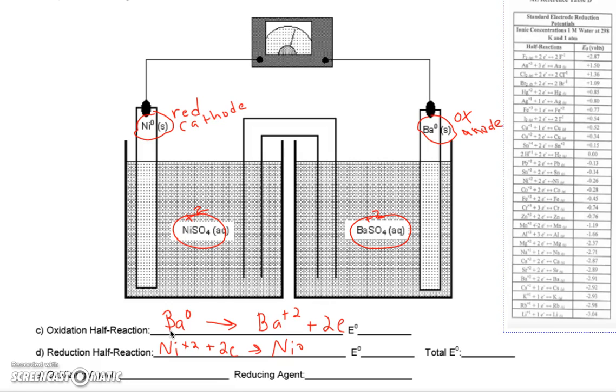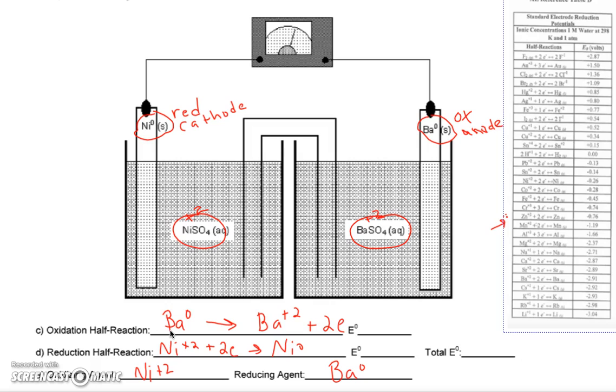All right, so let's answer some questions about this. First of all, the oxidizing agent is the one that is getting reduced, so that is the Ni2+. The reducing agent is whoever is getting oxidized, that is Ba0. Determining the voltage, we have to go over to our reduction potential diagram. This is AE reference table D.